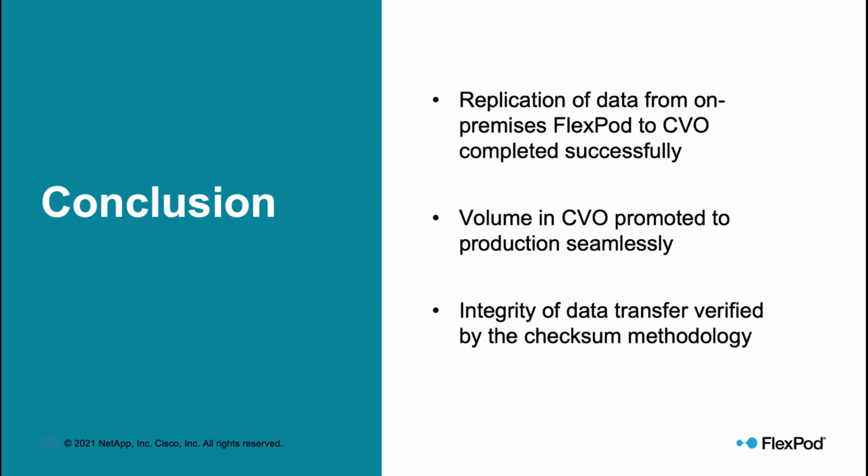To summarize, we started off by replicating a sample data set from the on-premises FlexPod environment to Cloud Volumes ONTAP by leveraging the Cisco Intersight workflows. And once the data transfer was completed, we broke the relationship of the SnapMirror and promoted the destination volume in Cloud Volumes ONTAP to production. And it was a seamless operation with just a click of a button. And lastly, we also verified the integrity of data transfer by running the checksums at both the source and destination and comparing each other.